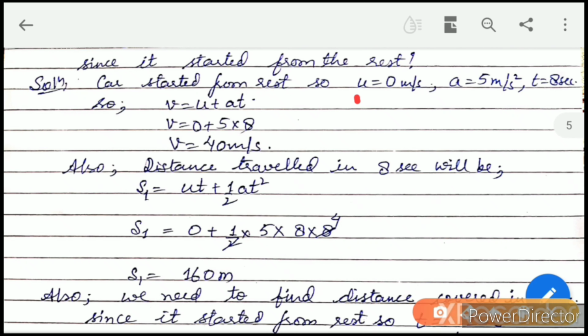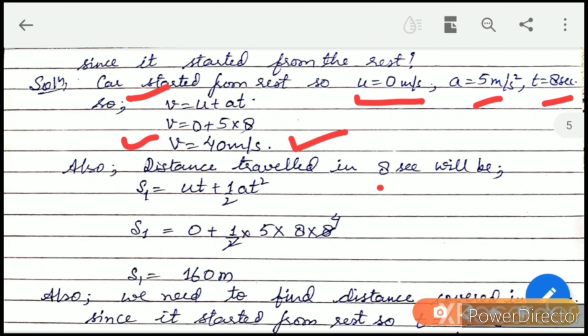Now here we have, it's already mentioned u is equal to 0, a is equal to 5, t is equal to 8. So first we will find the constant velocity, that is from first equation of motion, v is equal to u plus at. Substitute all the values, we get v is equal to 40 meter per second.